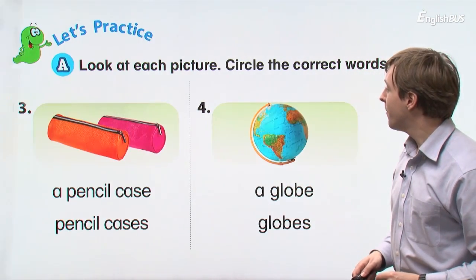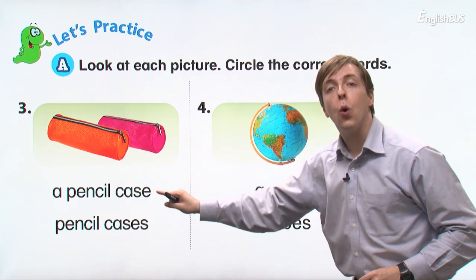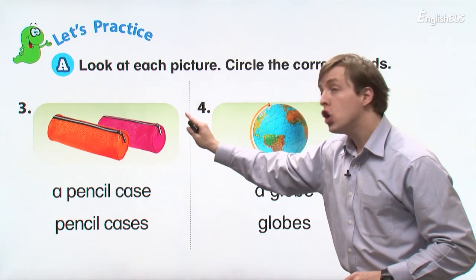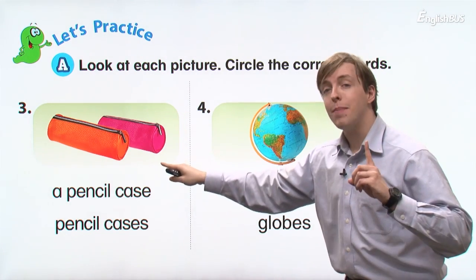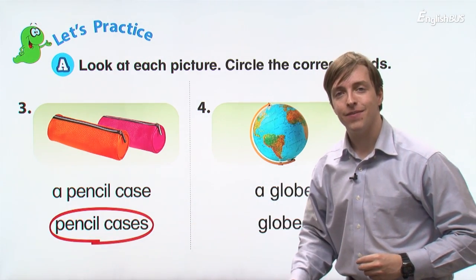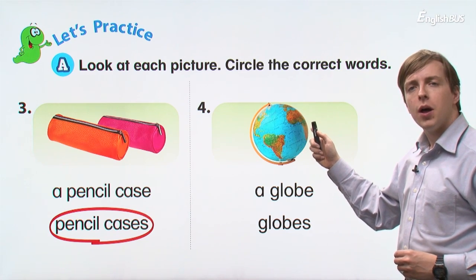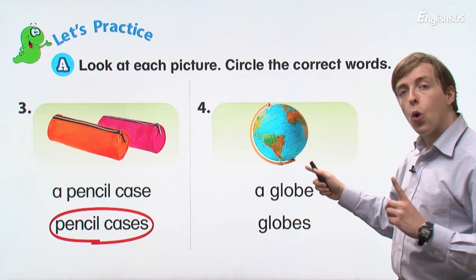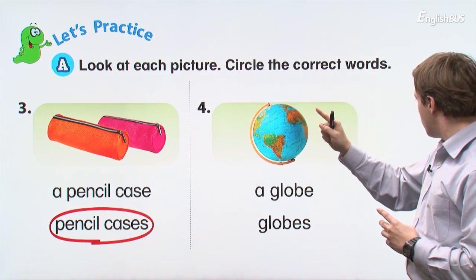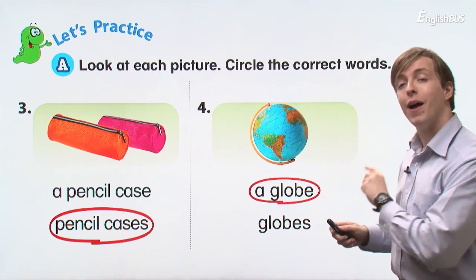Let's do some more. So here, do we have a pencil case or pencil cases? Let's count them. 1, 2. Not one pencil case, but 2 pencil cases. What about here? Yes, that's a globe, but is it a globe or globes? There is 1, 2, only one. Just one globe, a globe.